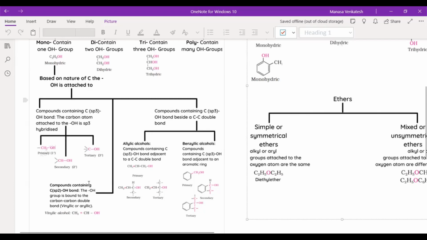The third is compounds containing a C-sp2-OH bond. So the OH is actually attached to the carbon atom, which is bound to another carbon atom with a double bond. And that example is a vinylic alcohol, as it is given over here.